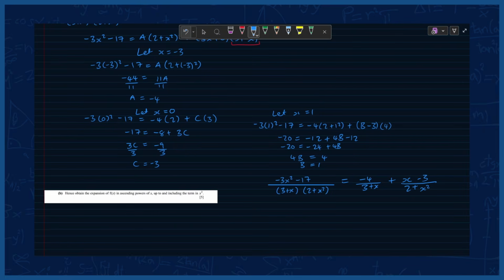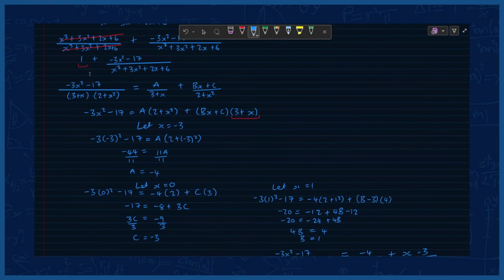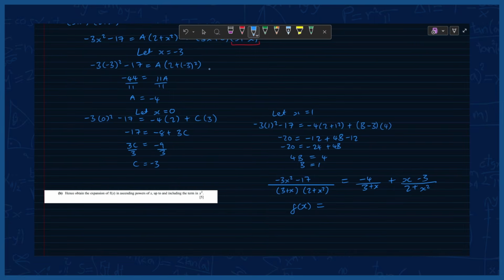But remember, what we were interested in was the full decomposition of f of x. So we need to bring back this constant, because what we found here was the decomposition of this part. So it's 1 plus whatever we got for the decomposition of this. So it becomes 1 minus 4 over 3 plus x plus x minus 3 over 2 plus x squared. And that is the final answer.